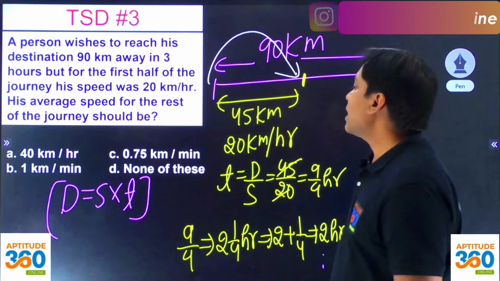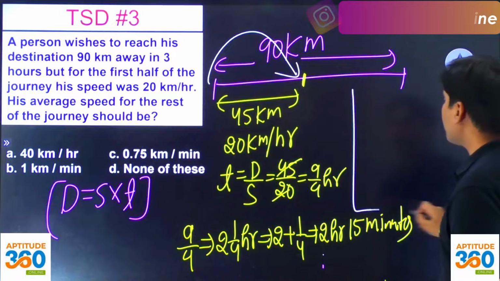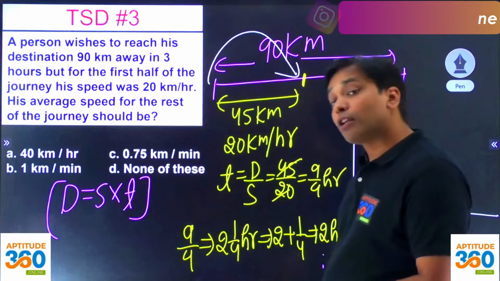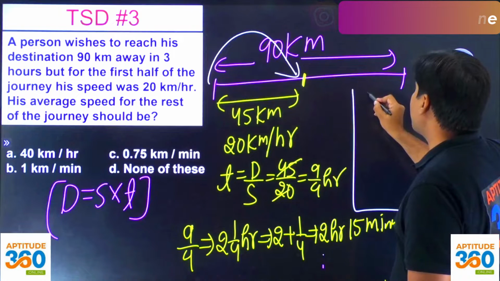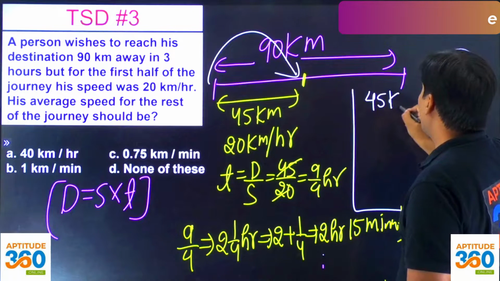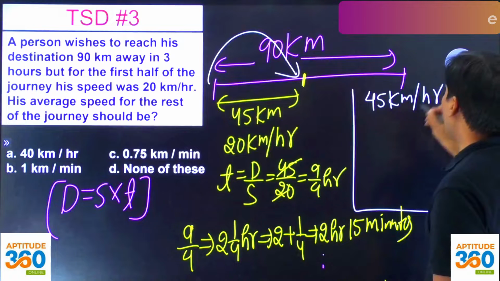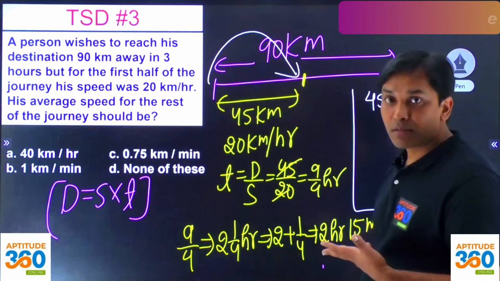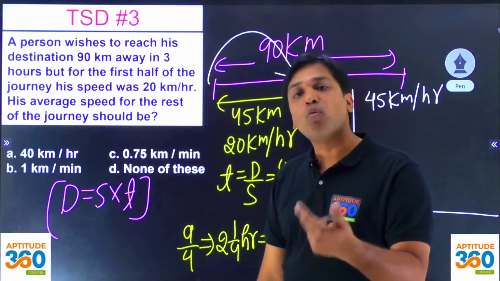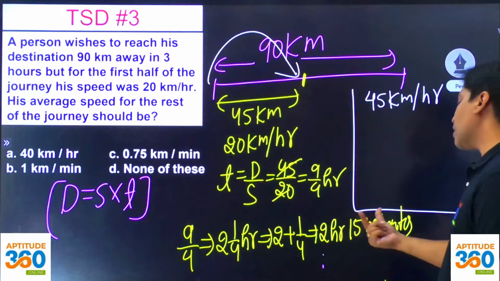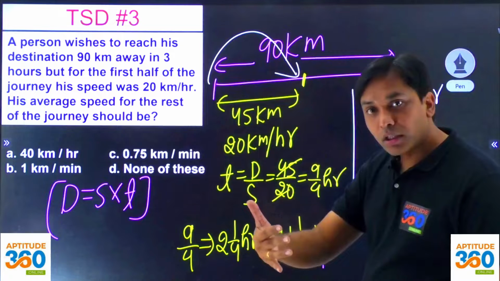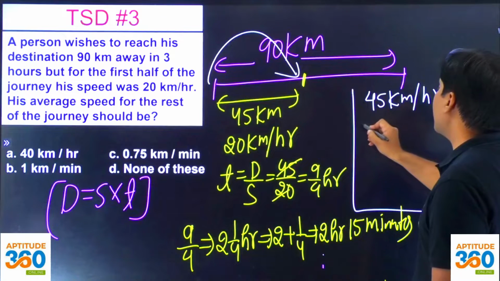Now in 2 hours 15 minutes, this object has only traveled half the journey. And the problem says it has to reach in 3 hours. So the next 45 kilometers will have to be traveled in how many minutes? 3 hours means how much? 180 minutes. 2 hours 15 minutes means 135 minutes gone. You are left with 45 minutes.